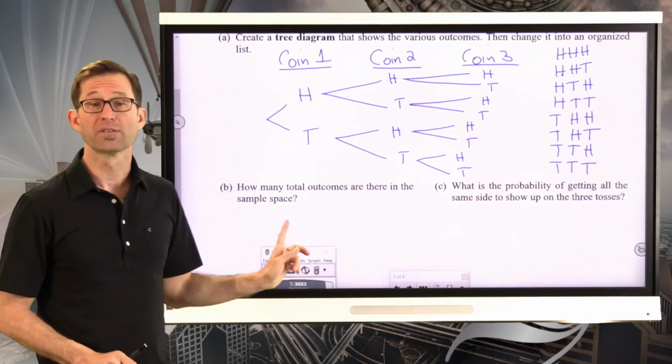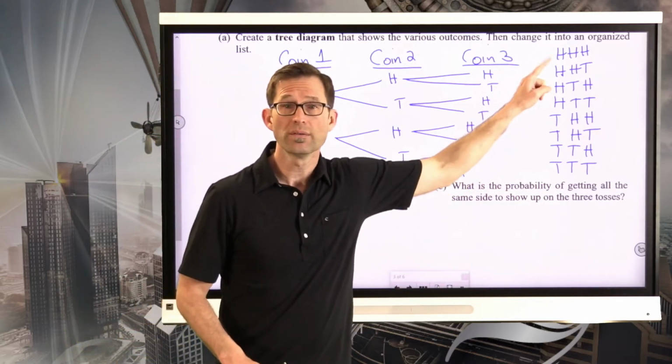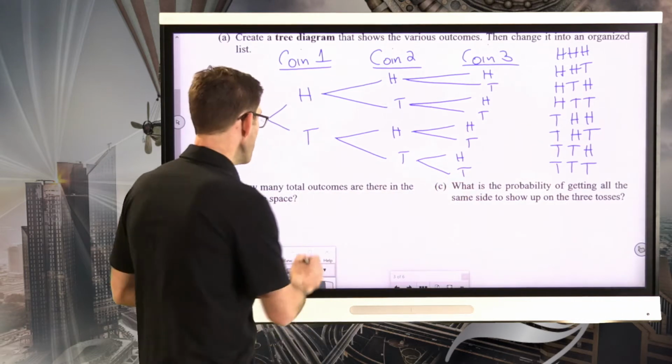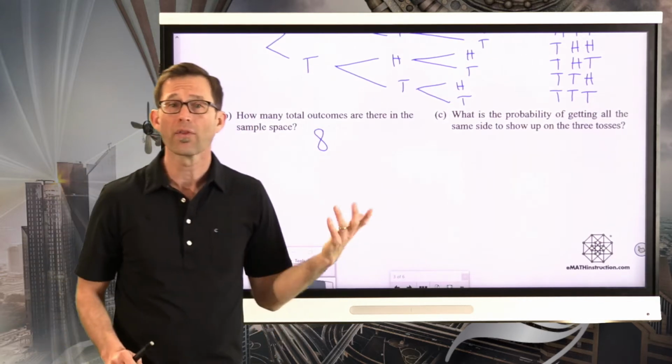Now, letter B is pretty easy. How many total outcomes are there in the sample space? Well, let's just list them. 1, 2, 3, 4, 5, 6, 7, 8. There's 8 of them. Now, let's get back to just for a moment talking about why are there 8?